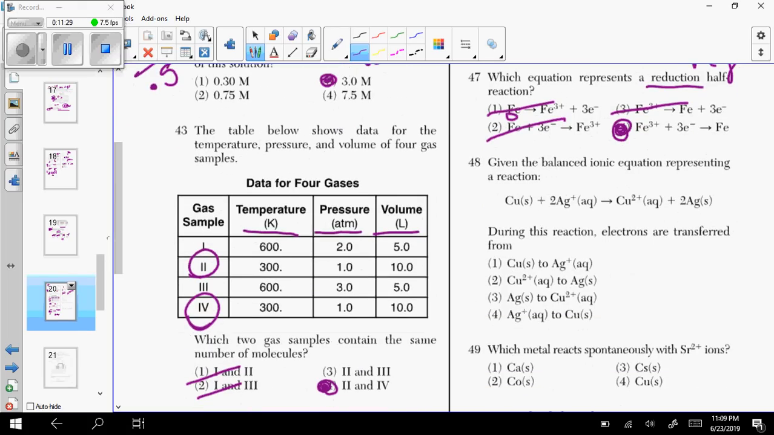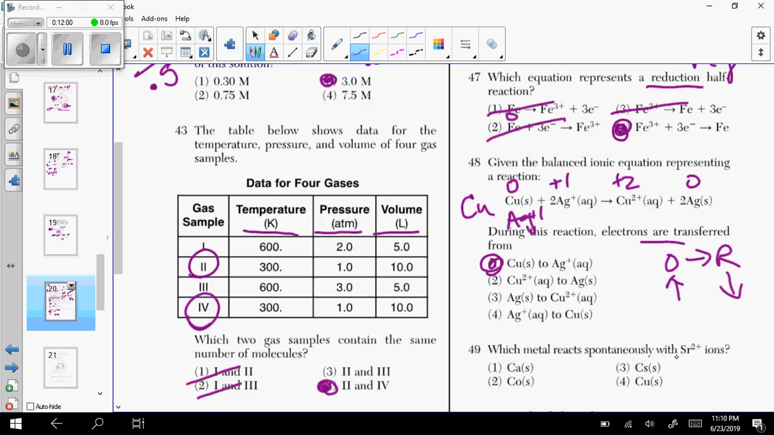Given the equation representing a reaction, during this reaction, electrons are transferred from. So they're always transferred from what's being oxidized to what's being reduced. And the oxidation number goes up if you're oxidized, and the oxidation number goes down if you're reduced. So this is a 0, this is a +1, this is a +2, and this is a 0. So the one that is going up is Cu, and the one that is going down is Ag +1. So they're going from Cu to Ag +1.